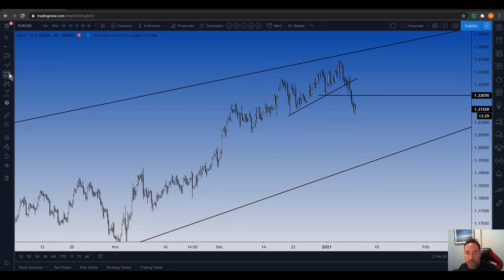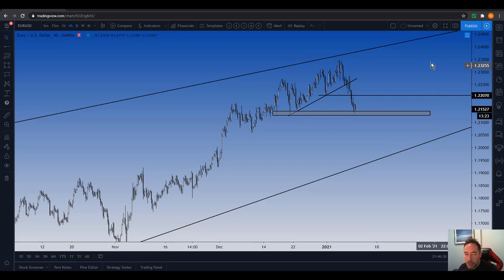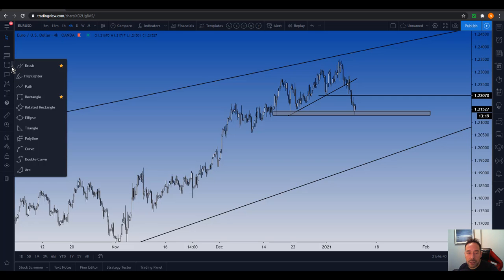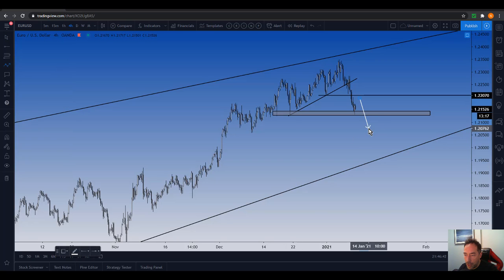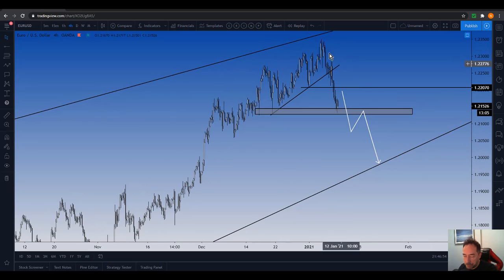Or possibly you can just see a nice clear area here of support. You may just want to wait for price to break that support, retest it, and then look for that short if we get sellers come in here rejecting this zone around about 1.2130, somewhere around there. So definitely, you can see a definite shift in sentiment to the downside.